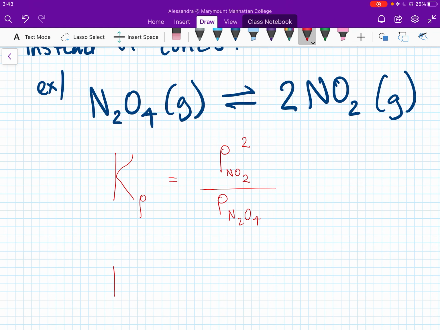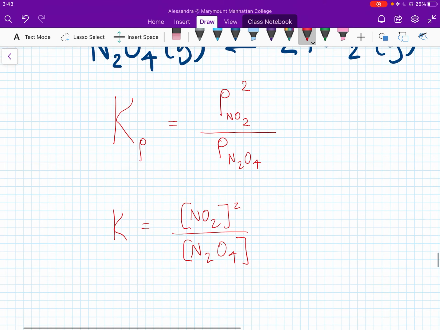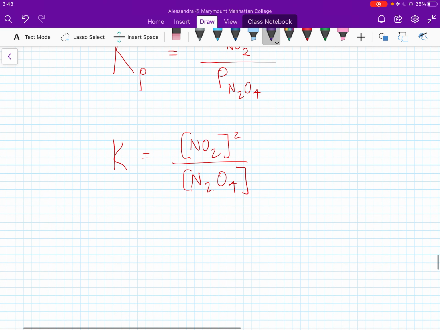Now, we could also write a regular K for this reaction based on the concentrations of each species raised to the powers of their stoichiometric coefficients. So, what is the difference between K and Kp? Well, we can derive an expression that relates them. Sometimes K and Kp are equal, but not always. It depends on the stoichiometry of the reaction. Let me show you what I mean.